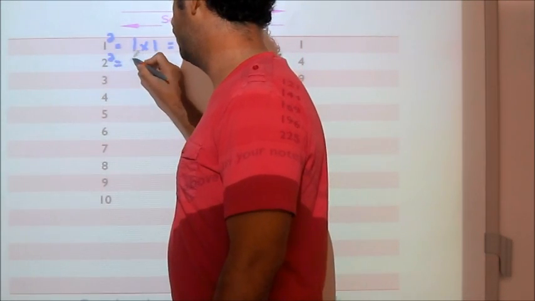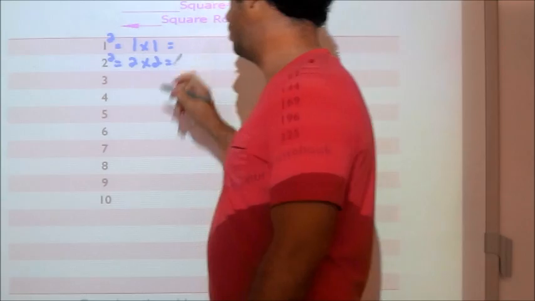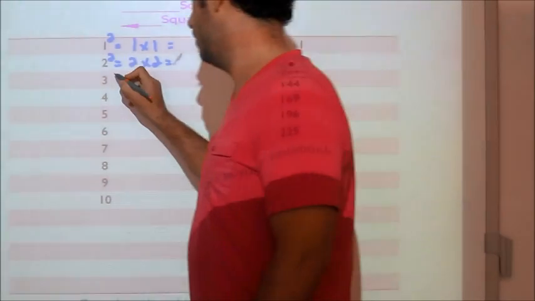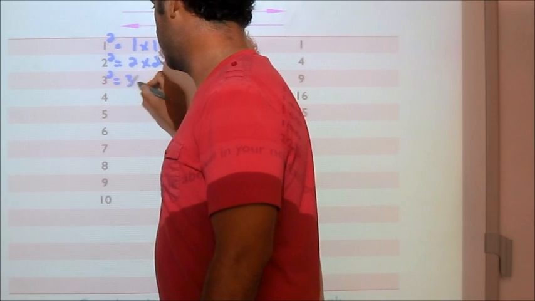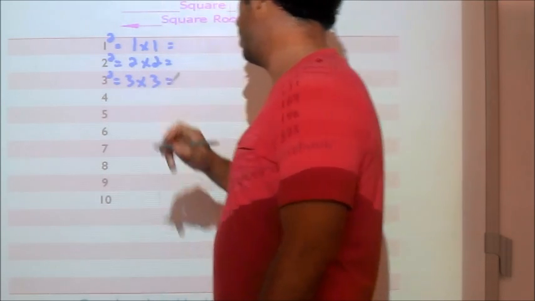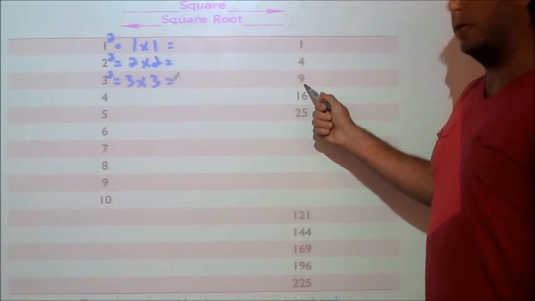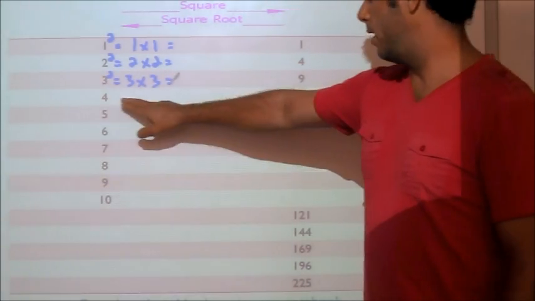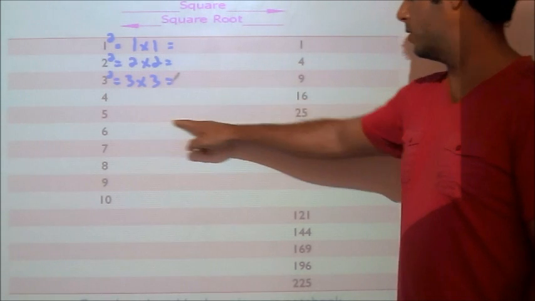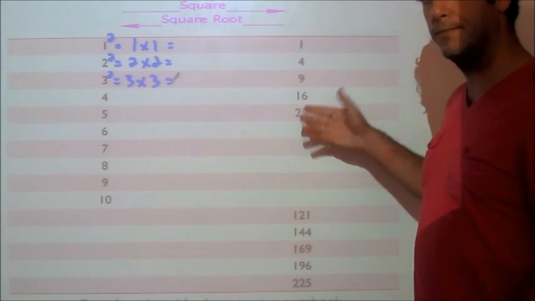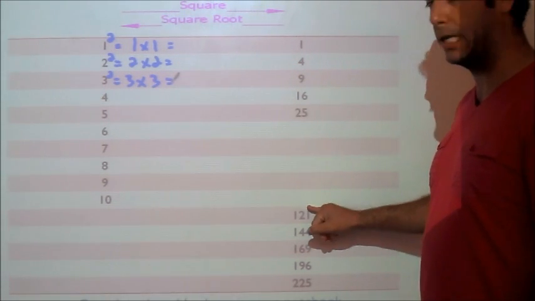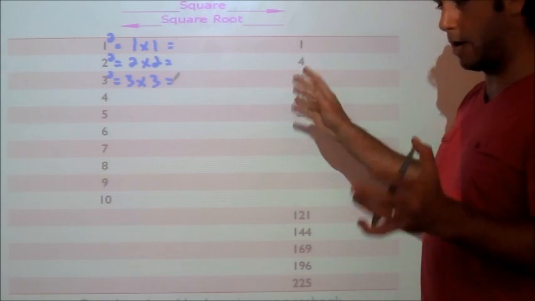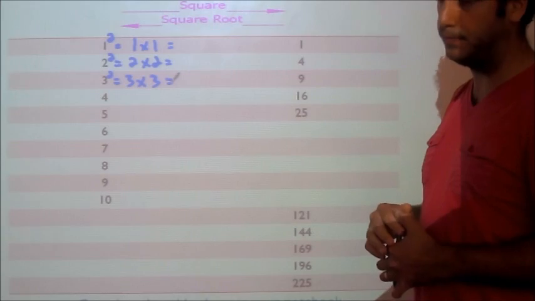Square the number 2. 2 times 2 is equal to 4. Square the number 3. 3 times 3 is equal to 9. 4 squared is 16. 5 squared is 25. Now we start seeing some blanks. So we should be able to fill in these blanks with our understanding of this relationship.